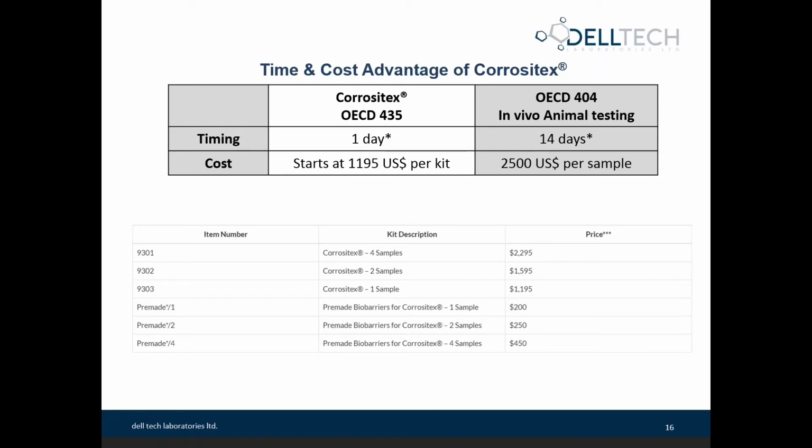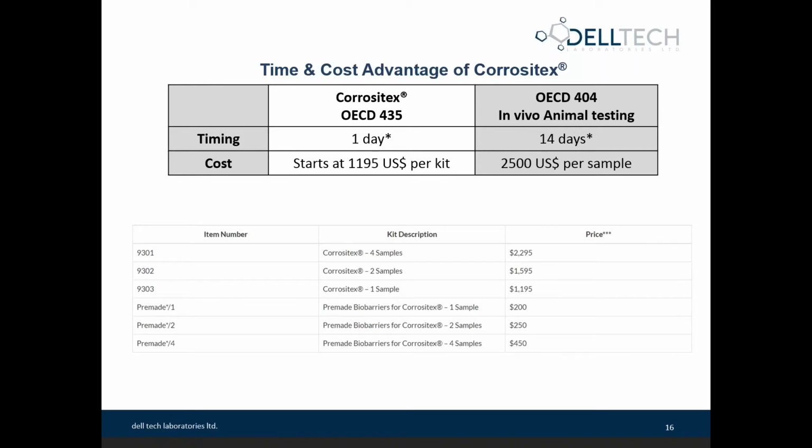Also, as far as costing goes, we know that pricing for Corrositex starts at $1,195 US per kit versus $2,500 or more for the animal testing, of course. Corrositex is available in multiple sample kits. You could buy a 1, 2, or 4 sample kit. So there's a discount for bulk pricing.